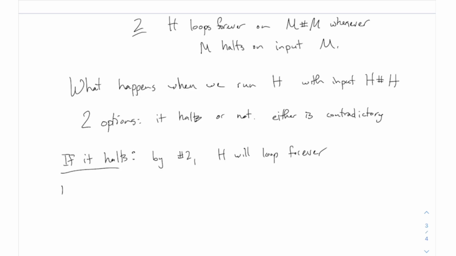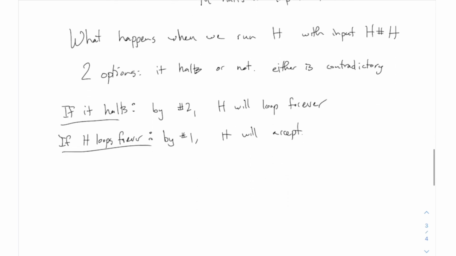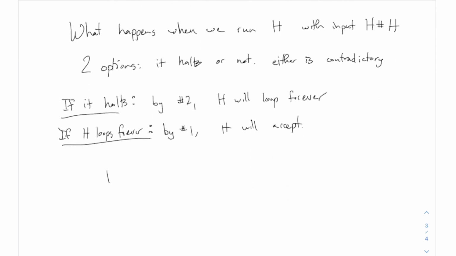So if H loops forever with input H hash H, then that means whenever M does not halt, it should be accepting, which is, again, a contradiction. So by number 2, H will accept. But both are immediately self-contradicting, with their same cases. So these are both self-contradicting. And that's where the proof ends. The entire thing is a contradiction, because either of these cases produces these kinds of logical paradoxes.